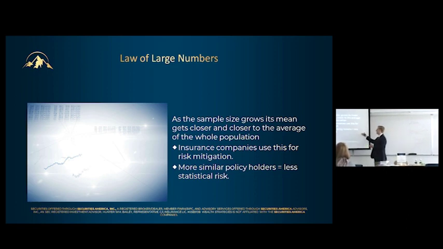More similar policyholders equals less statistical risk. So it wouldn't make any sense if I take all different kinds of policyholders, people who have a really high risk, and just a ton of those. But if I have a lot of people that have a similar amount of risk per individual, the more of those I have, the less chance I have that everybody is going to have an accident and bankrupt me.